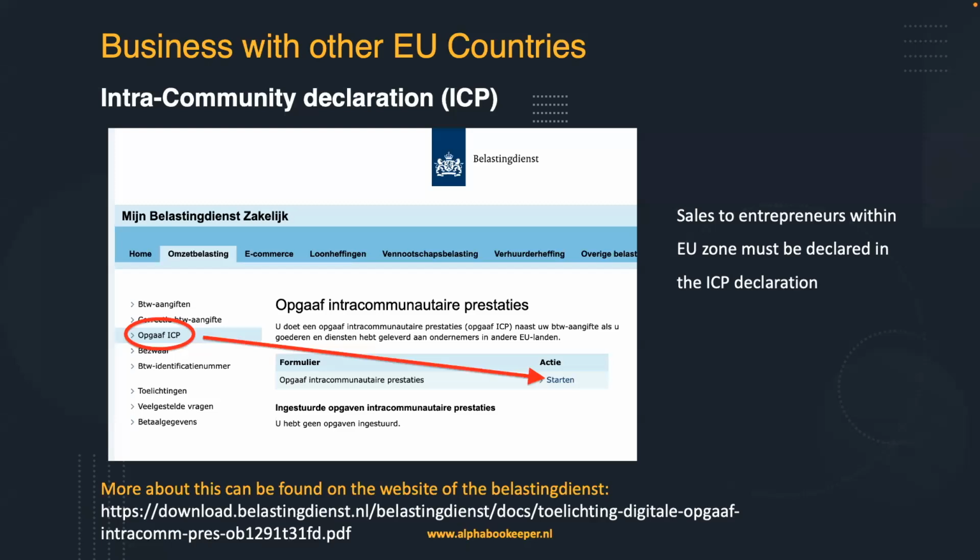Now, you have to go to this next level of declaring your ICP. But this is only applicable if you have sales with the other countries within the EU. If you don't have sales with Belgium, Germany, Spain, France, then you do not need to do the ICP. But if you have sales with them, then you have to go to the next stage of declaring the ICP. And you access the ICP via this medium.